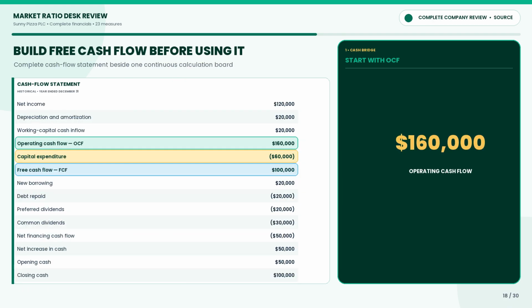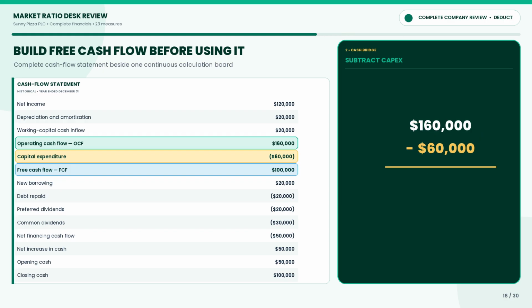Before calculating the free cash flow multiples, build the cash bridge visibly. Operating cash flow is $160,000. Capital expenditure is $60,000. Subtract capital expenditure from operating cash flow, leaving simplified free cash flow of $100,000.